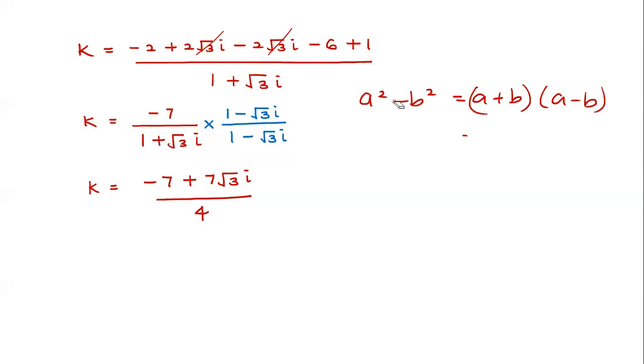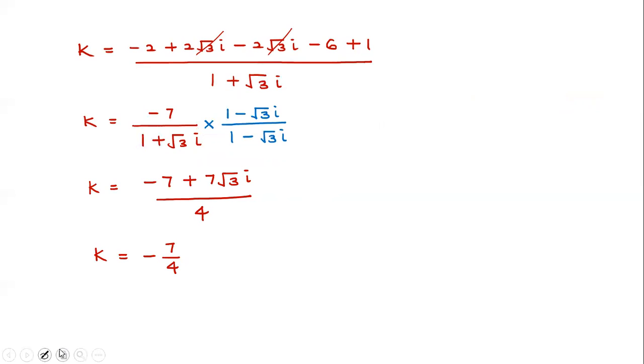Understand? Okay. So some teachers ask us to leave your answer here. Actually your answer is done. Or you can still simplify them. Because normally complex number, we will try to break them into one real number and another one an imaginary number. So this one will be this 7 square root of 3 over 4 i. So this is the value of k.